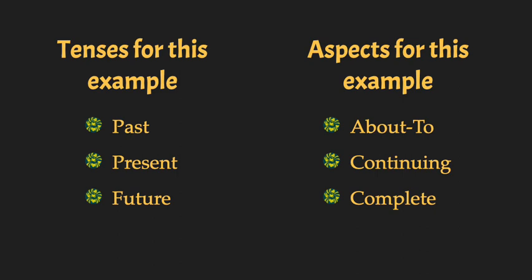And the 3 aspects are about to, so it's not happened yet, it's about to start. Continuing, which means it has started and it's ongoing, for that point. And then complete, which means it's finished. So continuing can also be referred to as the imperfective, and then complete or finished can be referred to as perfective.